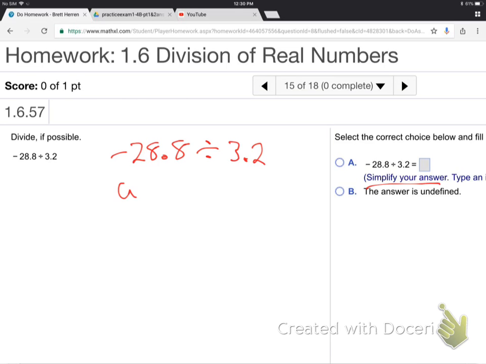I would just use the calculator for decimals. I would just hit the buttons on the calculator. So let's see what we get here. I'll do my calculator. 28.8 divided by 3.2. I'm getting negative 9. Just use your calculator for decimals. For fractions, we did them by hand. I mean, the Casio Natural Displays will do the fractions also, if you want. So for decimals, I would just use my calculator.